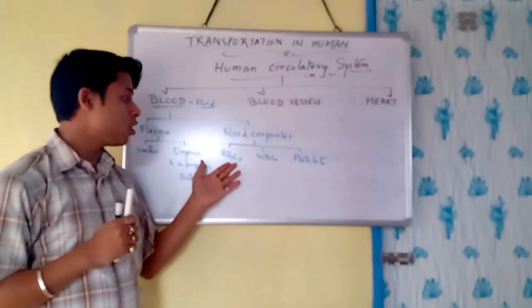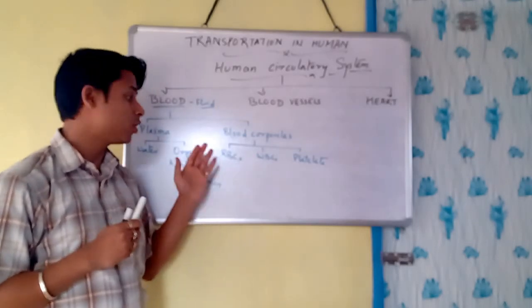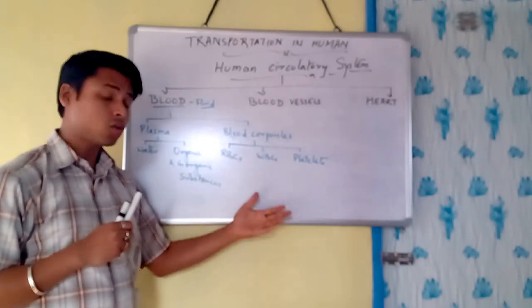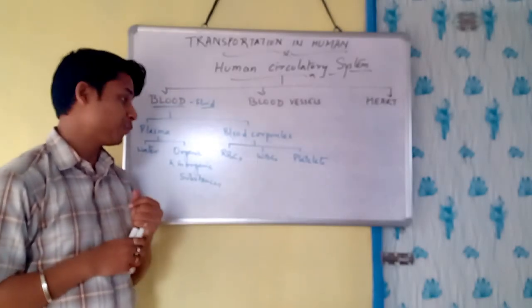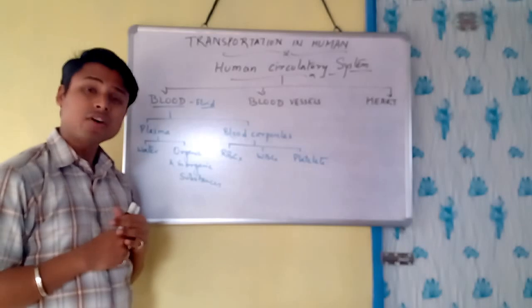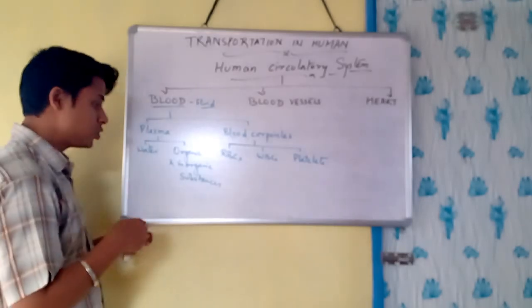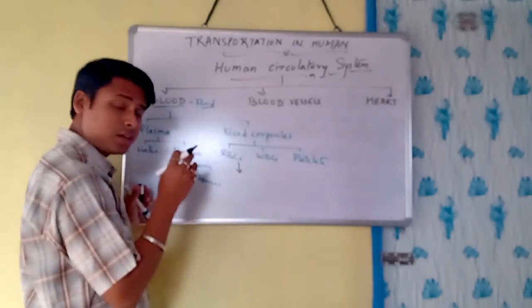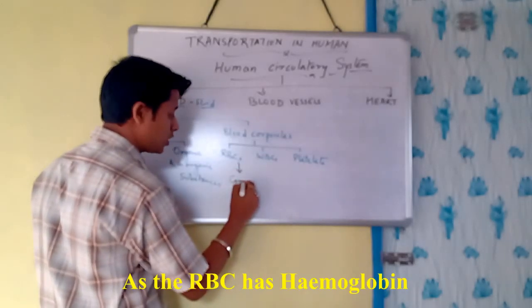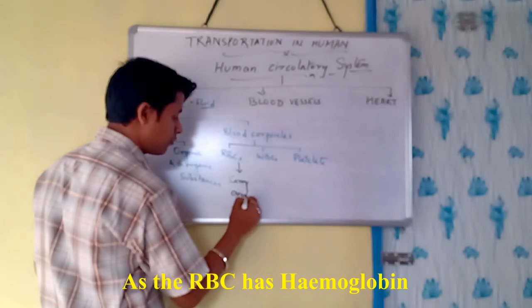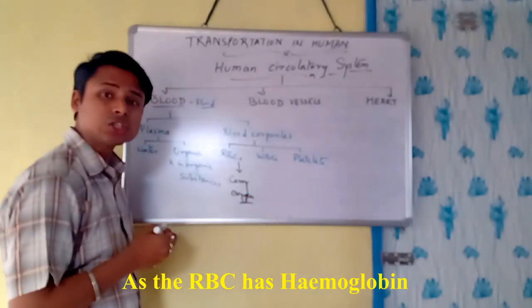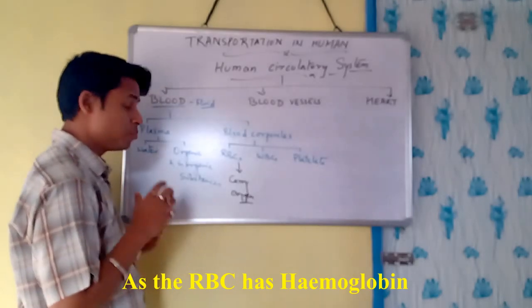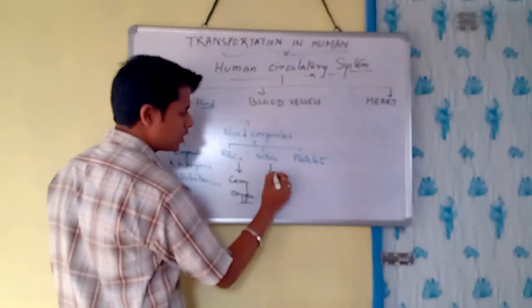RBC is called red blood cells or red blood corpuscles, then WBC, white blood corpuscles, and then platelets. The main function of RBC is to carry oxygen from the lungs to the parts of the body or the cells of the body.